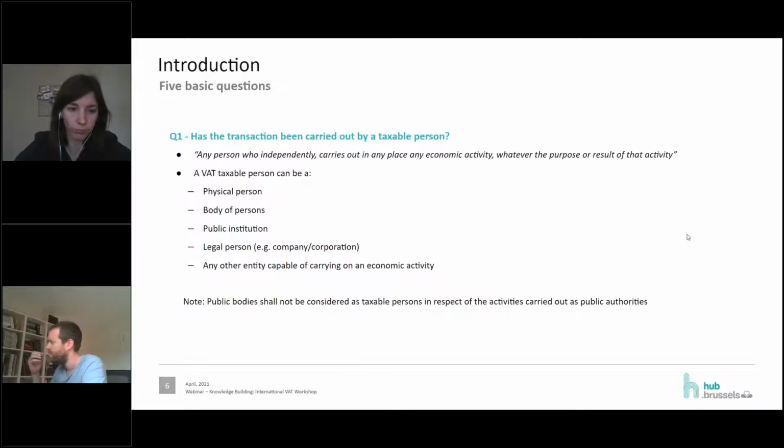So that is really important to first see if you're facing a taxable person, and that is to be determined based on the activity that this person will carry out. So that was the first question.